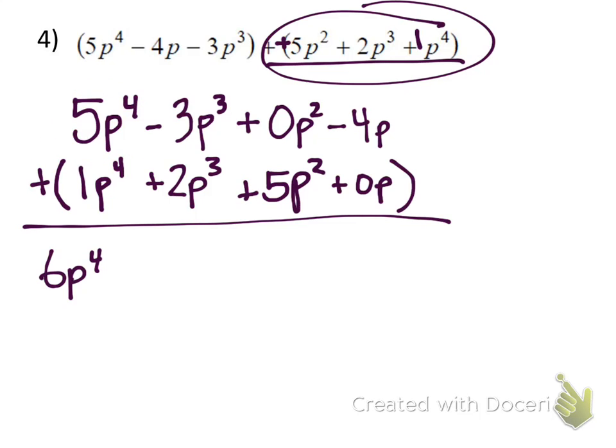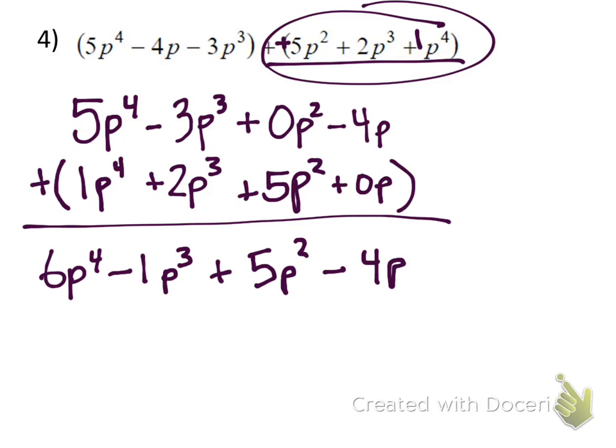Then we have negative 3p to the 3rd plus 2p to the 3rd, which is going to be negative 1p to the 3rd. Then we have 0p to the p squared plus 5p squared, which is going to be 5p squared. Lastly, we have negative 4p plus 0p is going to continue to be negative 4p.